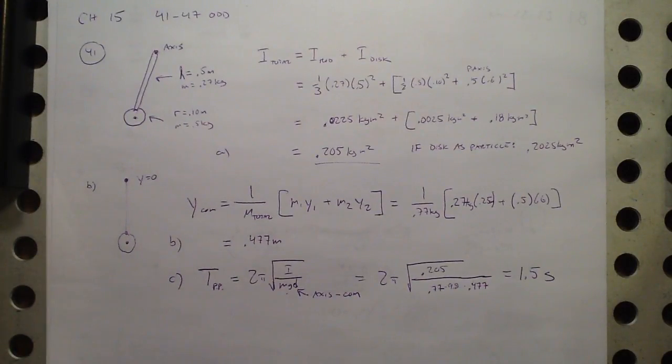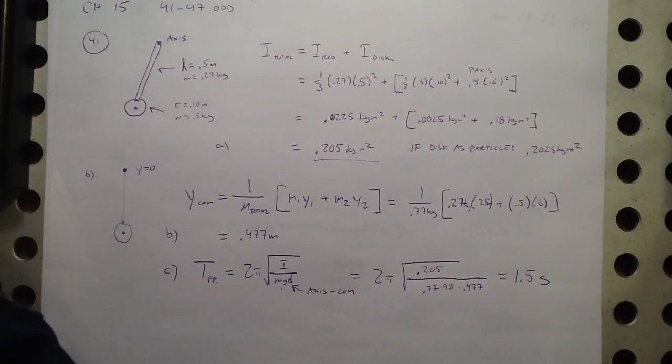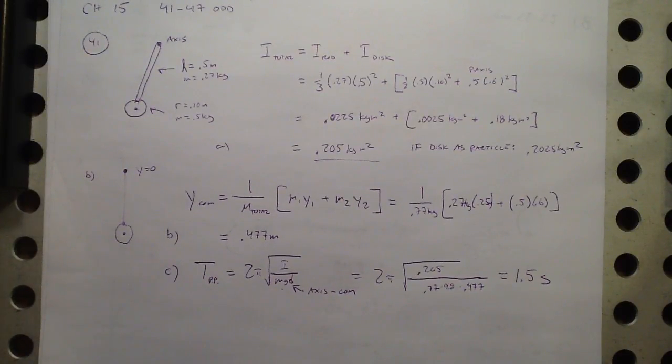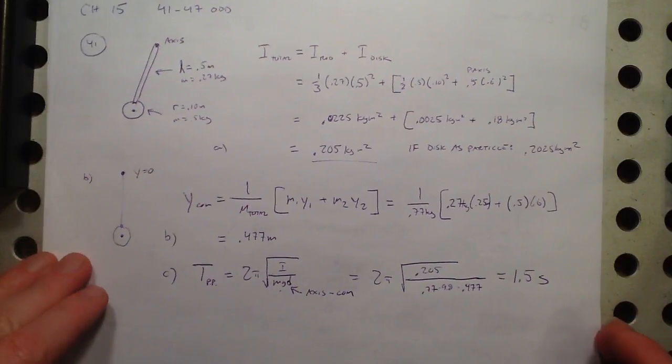And I'm just going to flip to the back of the book here and check my answers real quick. Make sure that I'm not leading you astray. So it looks like they did the 0.205. They did it the same way that I did the first way, 47.7 centimeters in 1.5 seconds. So we're good. That's it.